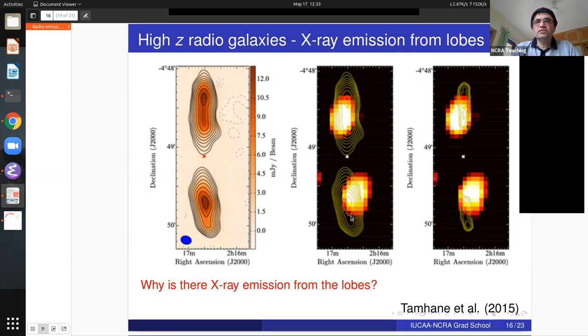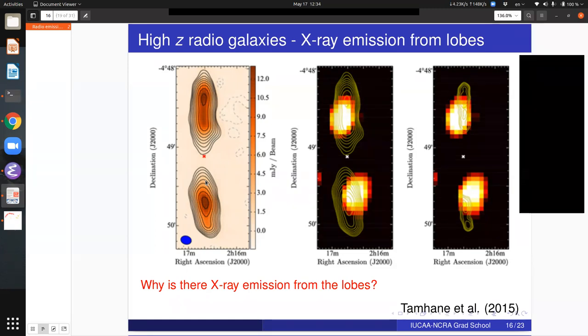The X-ray emission is not coming from the hotspots of the radio lobes. In fact, the hotspots are not seen. As you can see, there is some overdensity, but there is no clear hotspot seen in these radio lobes. So the question to ask is, why is there X-ray emission? What is the physical mechanism which is causing this X-ray emission? And the hint is that the X-ray emission is seen because this is a high redshift radio galaxy. If this were a low redshift radio galaxy, we would not have seen the X-ray emission.